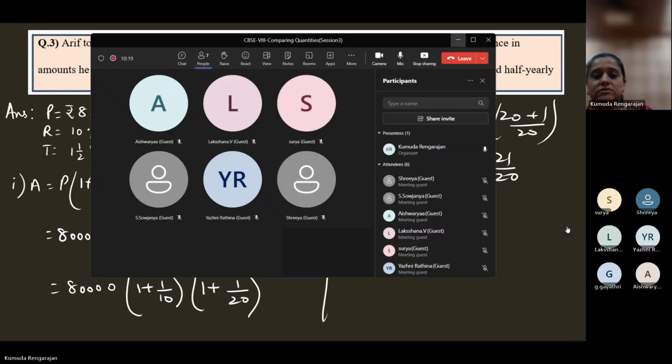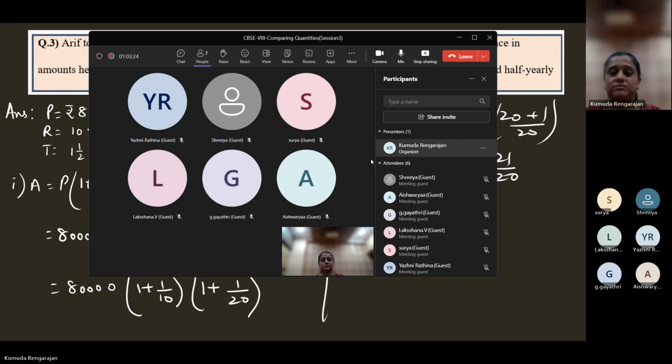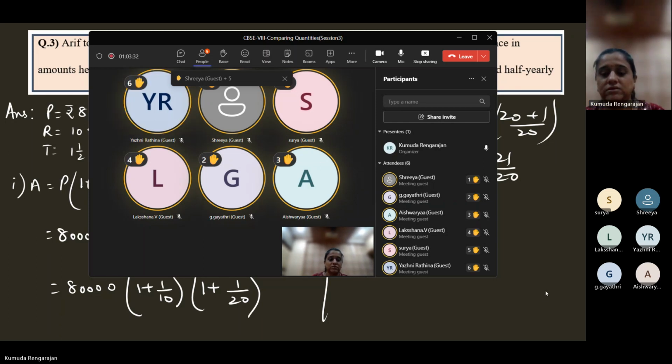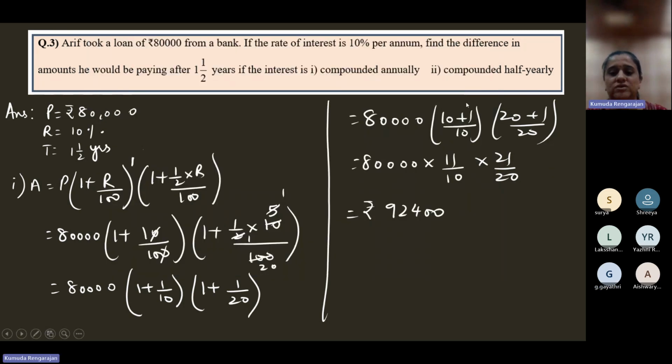Children, use the emoji. Raise your hand, online students. Shreya, Gayatri, Aishwarya, Lakshana, Surya, Yarni. Gayatri, I didn't see you at the beginning of the meeting. Ma'am, I came for the first question itself, ma'am. Okay. All right. Thank you, children.